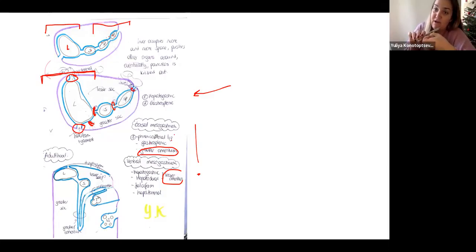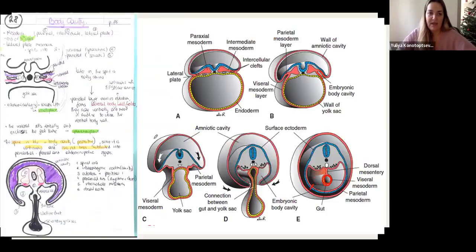Do you see? My finger has folded. It was straight, but then it folded. So this is the greater omentum. It folded under the pressure. That's the theory that they want to hear. Okay, moving on.